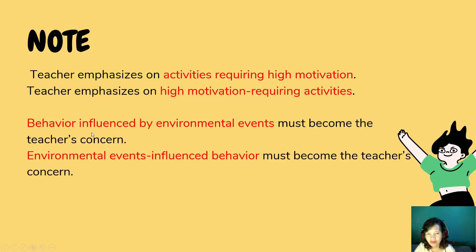Like this, behavior influenced by environmental events has become the teacher concern. And then you have this, environmental events influence behavior must become the teacher concern. The subject is still the same, behavior and behavior. It is not environmental events. So you must again change them into the adjective clause or defining relative clause. So you will know which is the noun.